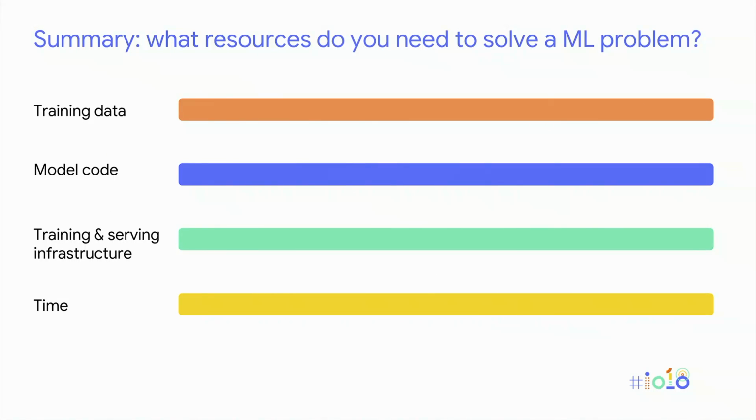So I know I covered a ton of different products. So I wanted to give you a summary of what resources all of these products require. These are just 4 resources that I thought of that you need to solve a machine learning problem. There's probably more that I don't have on here. First is training data. How much training data do you need to provide to train your model? How much model code do you need? How much training or serving infrastructure do you need to provision? And then overall, how long is this task going to take you?